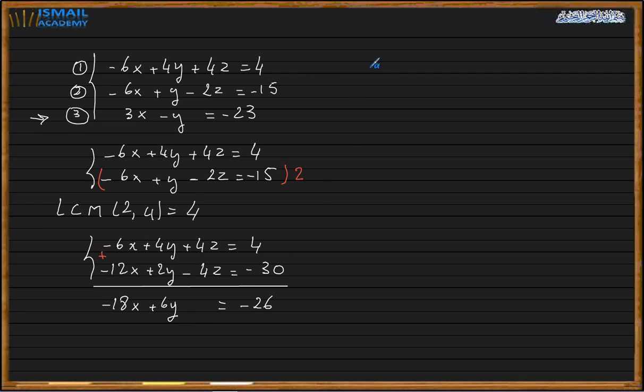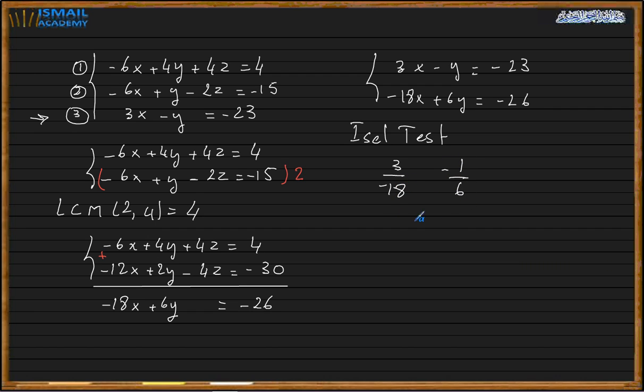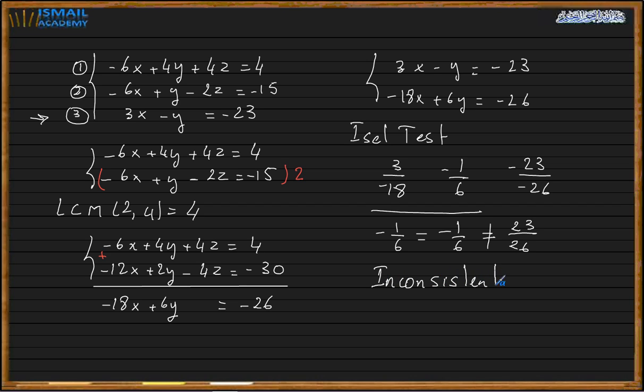So let me write my system. So I got 3x minus y equal minus 23. And we have minus 18x plus 6y equal minus 26. Now let me use my test. So I have 3 over minus 18 and minus 1 over 6. If I simplify here, I will have minus 1 over 6 and minus 1 over 6. So they are equal. So I use my third, minus 23 over minus 26, which is 23 over 26, which is different than minus 1 over 6, which means the system is inconsistent, which means no solution.